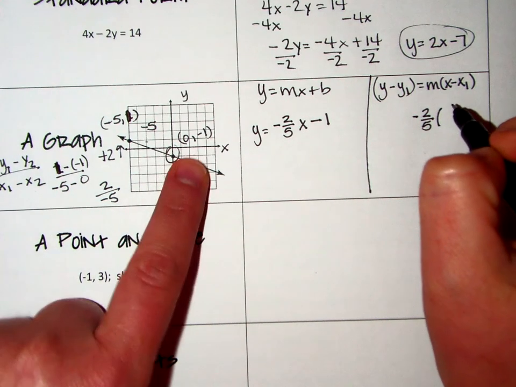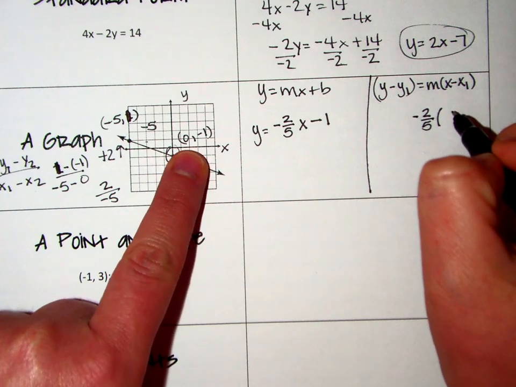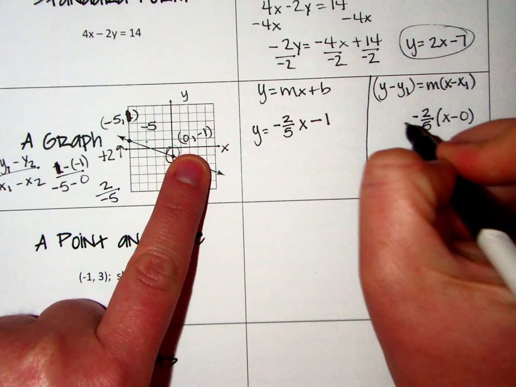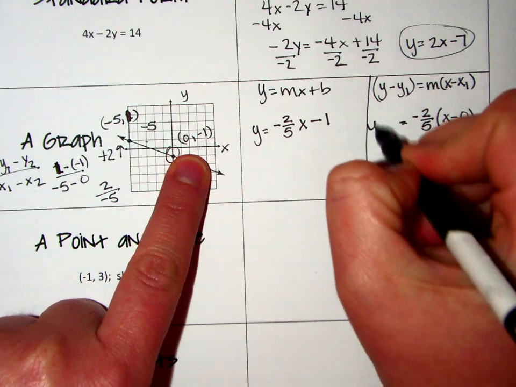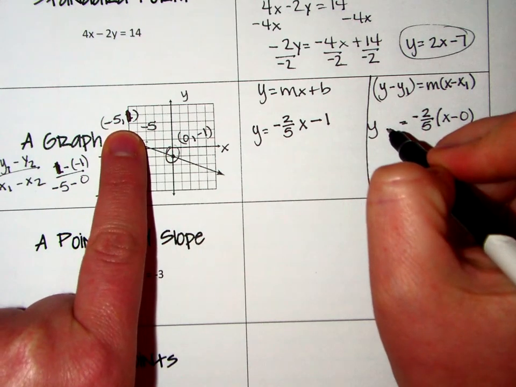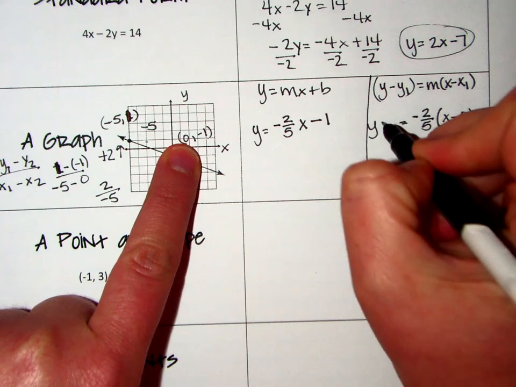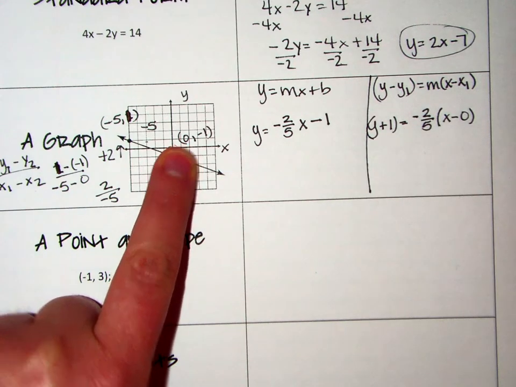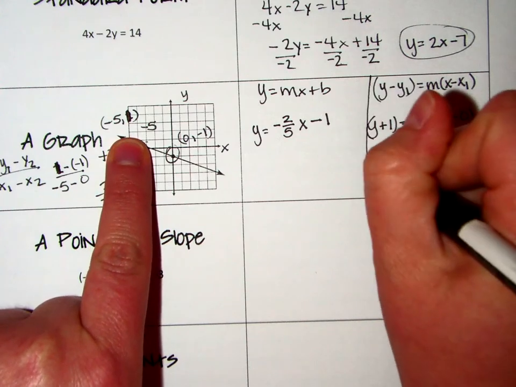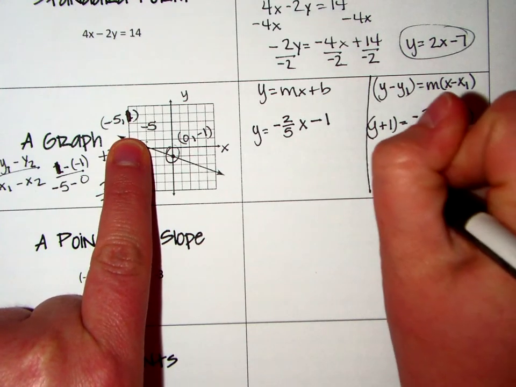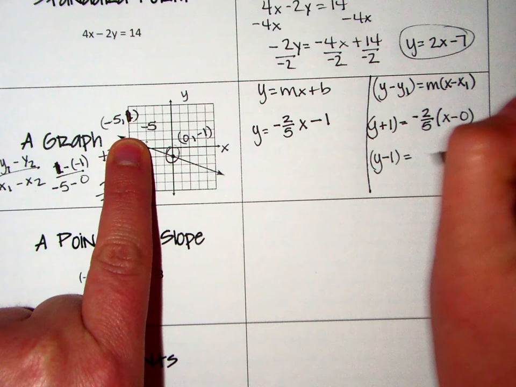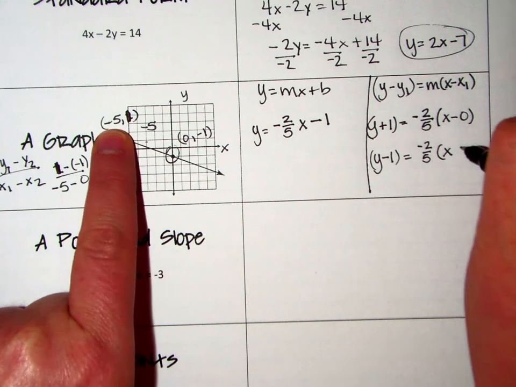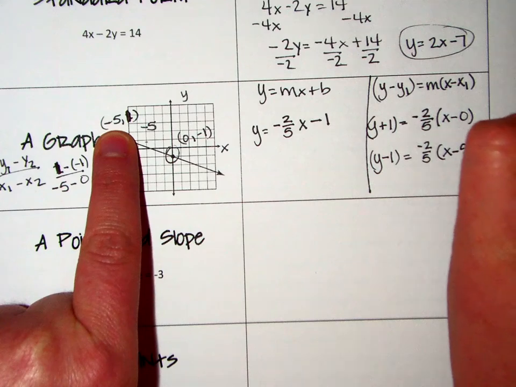So x minus 0 equals y minus a minus 1 becomes y plus 1, and that equation's done. Or if you wanted to use the other point, you'd have y minus 1 equals negative 2/5 times x minus 5. Minus a minus 5, which gives you a plus 5.